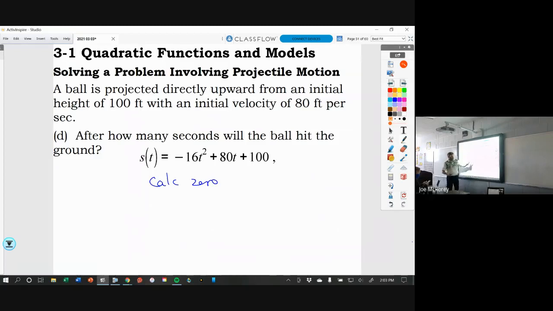You could also use the quadratic formula on the original problem, and that's going to give you the zeros. You can use the quadratic formula on this, it'll give you two answers, right?